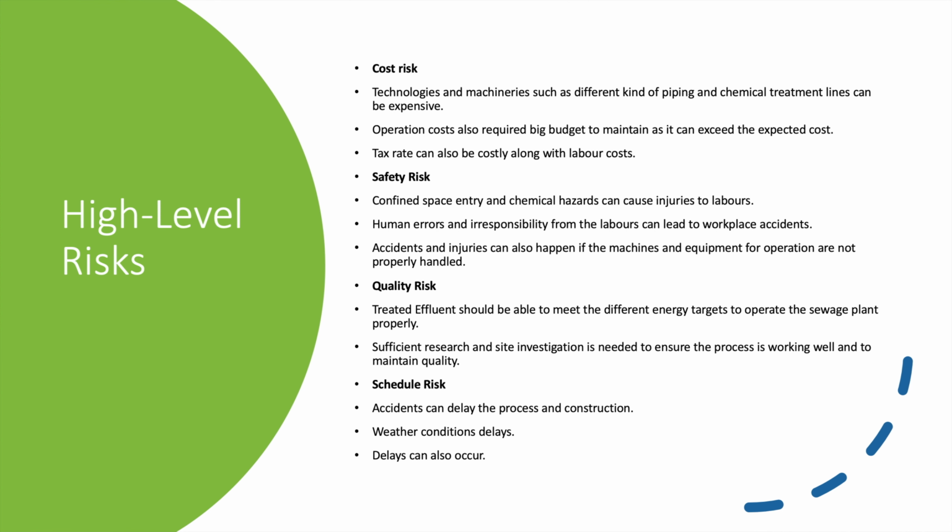And as for the cost risks, technologies and machineries can be expensive, such as aeration piping and ozone generators piping. Chemical treatment lines can also be pricey. Operation costs also require a big budget to maintain its process and operations, such as utilities fees, tax rate, and labor costs. These costs can sometimes exceed the expected costs, affecting the entire project.